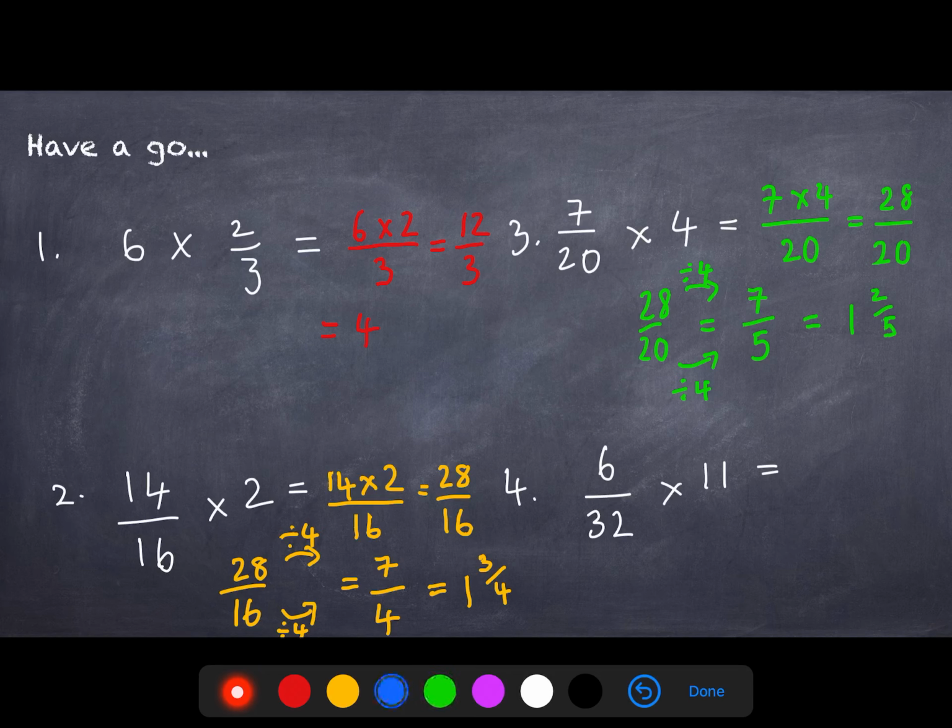And last but not least, I've got 6 times 11 all over 32. That is going to be 66 over 32. Now, I could simplify this or I could just see what I've got. I'm going to simplify it, so I'm going to divide by 2 to get 33 over 16. Okay, so either of those would be a correct improper fraction answer. And then what I'm going to do, I'm going to see how many 16s in 33. Well, I've got 2 and 1/16 left over. Okay, so that would be my mixed number answer.